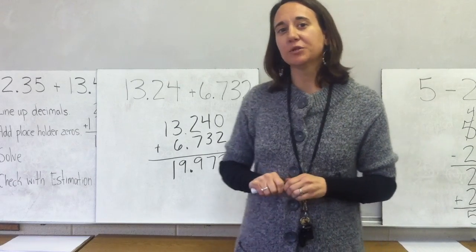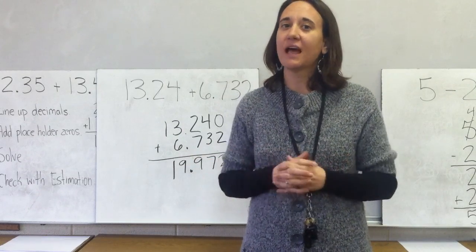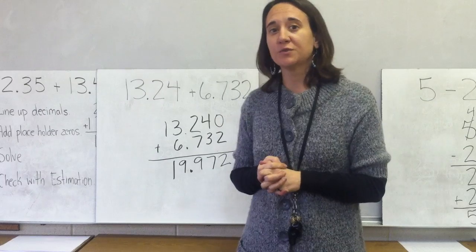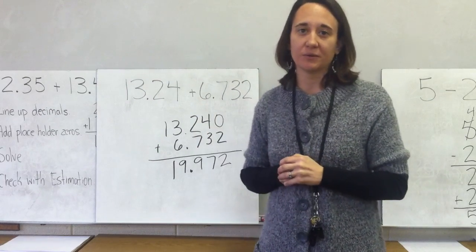So I hope this helped you understand that adding numbers with decimals is very similar to adding any numbers if you just remember the extra steps, which are line up your decimals and add your placeholder zeros.